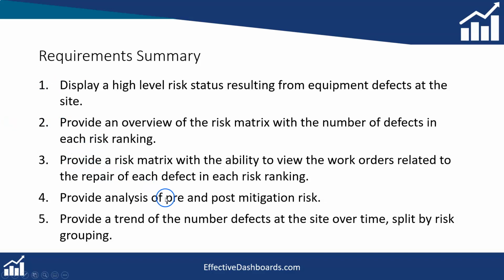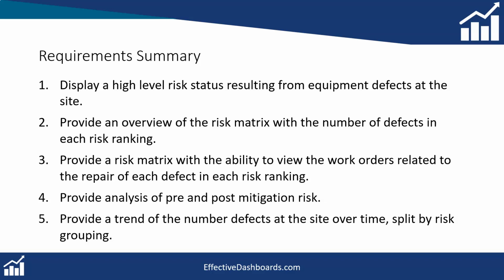Next is to provide analysis of pre and post mitigation risk. So in this particular business process for creating work orders to address a defect, there are 2 risk rankings carried out. There's one that is the as-is status. So as we find the defect, what is the potential risk associated with it? And there's another post-mitigation risk assessment done, and that is once we've put some temporary or short-term mitigating steps in place, what is the risk after some mitigation has been put in place?